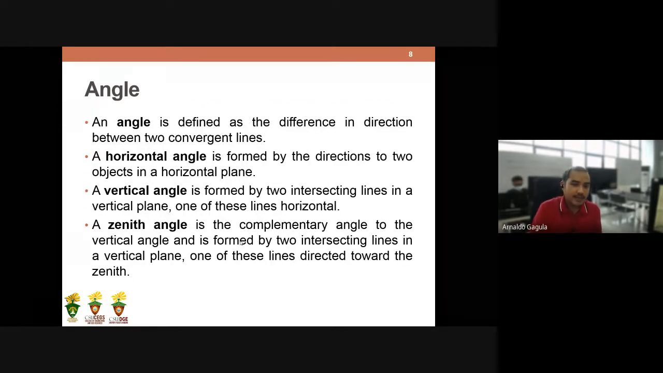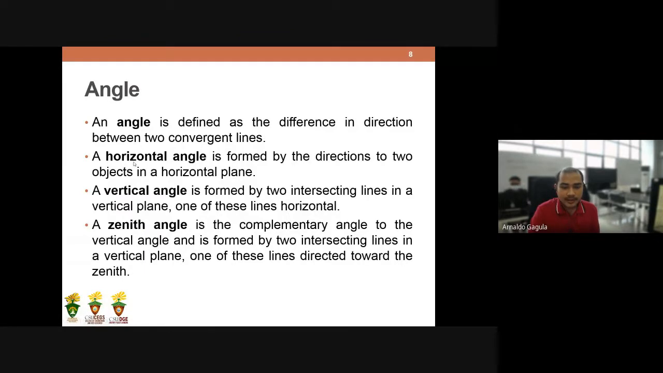So let's talk about the angle. Let's recall. The angle is defined as the difference in direction between 2 convergent lines. So kung naay nag-converge nga duha ka line, ang iyang difference ana niya is what we call angle. It is usually measured using angular units. There are 3 kinds of angles: horizontal angle, vertical angle, and the zenith angle.